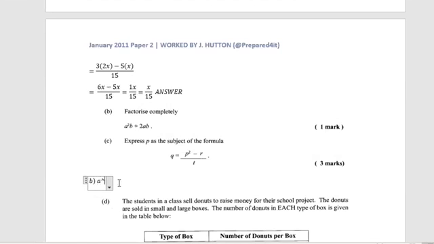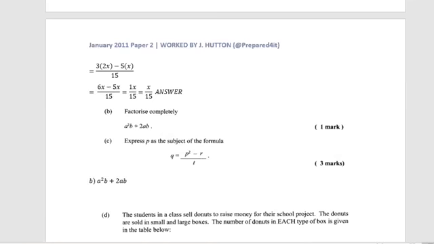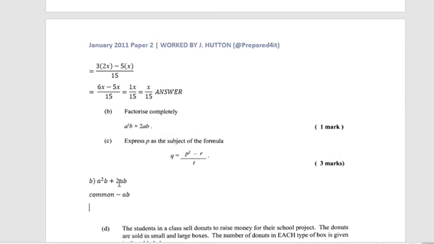So what we have is a squared b plus 2ab. So what is my common element? What is my common factor? What is common from these 2 terms? AB. Very good. AB is correct, and it is AB that I'm going to use to divide into each term.